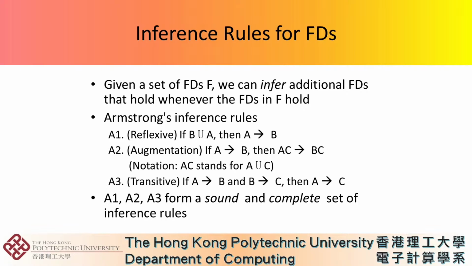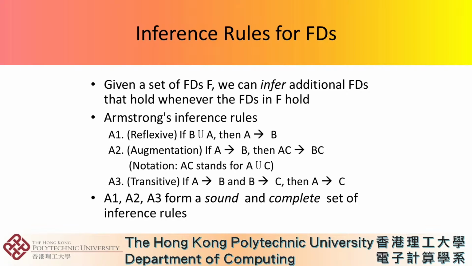Given a set of functional dependencies F, we can infer additional functional dependencies that hold whenever the functional dependencies in F hold. Armstrong's inference rules. A1. Reflexive. If B is a subset of A, then A functionally determines B. A2. Augmentation. If A functionally determines B, then AC functionally determines BC. The notation AC stands for A union C.